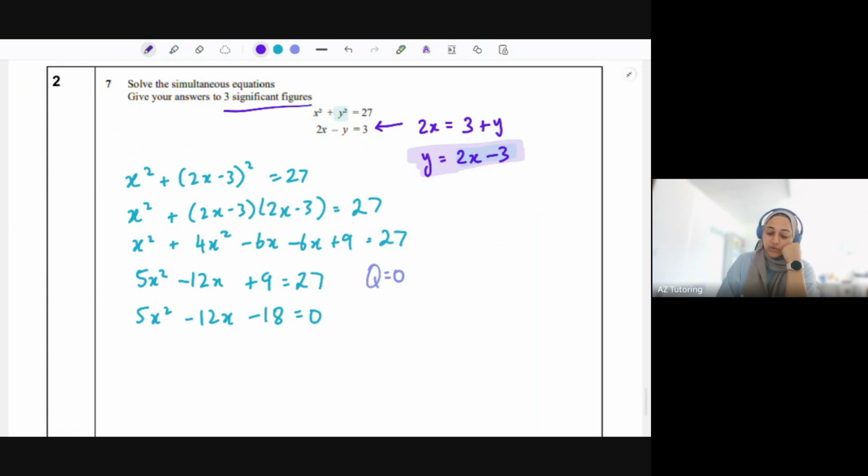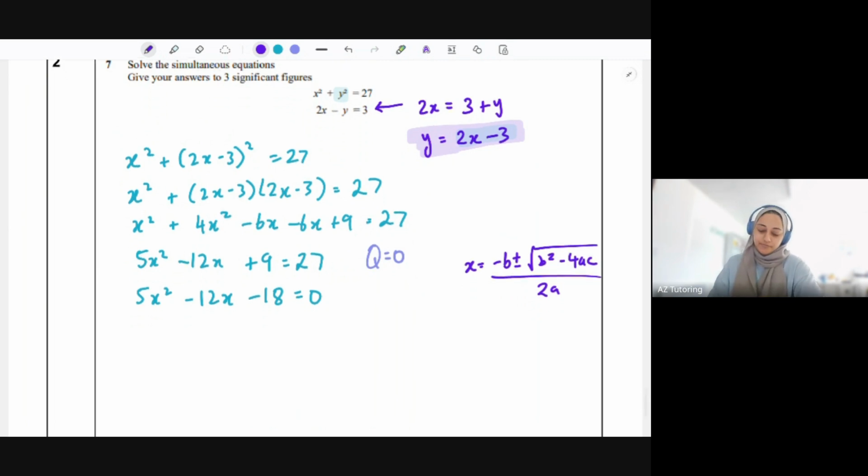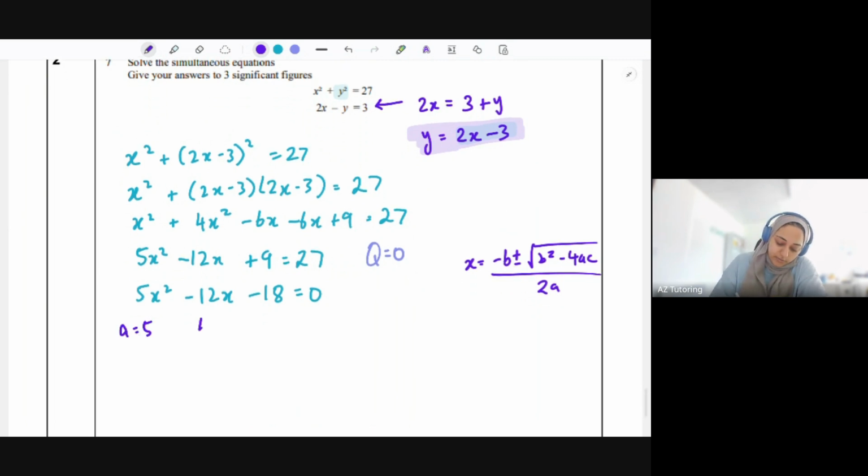A big clue that we use in the quadratic formula is this: you give your answer to 3 significant figures, so it's not going to factorize nicely. So what's the quadratic formula? X equals minus b plus or minus the square root of b squared minus 4ac, all divided by 2a. You'll get given that in the exam. A is 5, b is minus 12, c is minus 18. So just your coefficients in front.